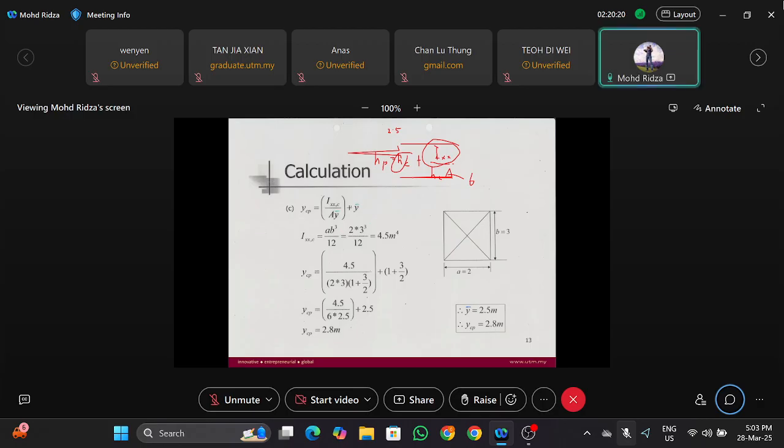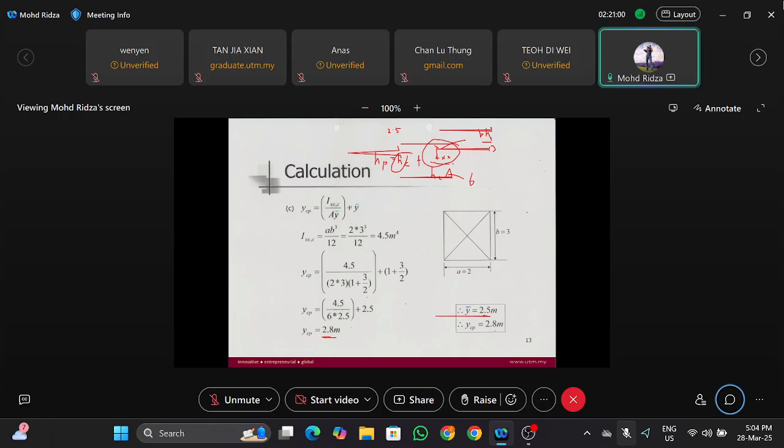IXX is BH cube over 12 for a rectangle. Our B, the width, is 2 meters. Our h is 3 meters. So you just apply, you get 4.5 meters to the power 4. And then just plug in all the values, you get 2.8 meters. Right? So your y bar, or your HC, is 2.5. Your HCP is 2.8. So your HCP will always be larger, always deeper compared to your y bar.